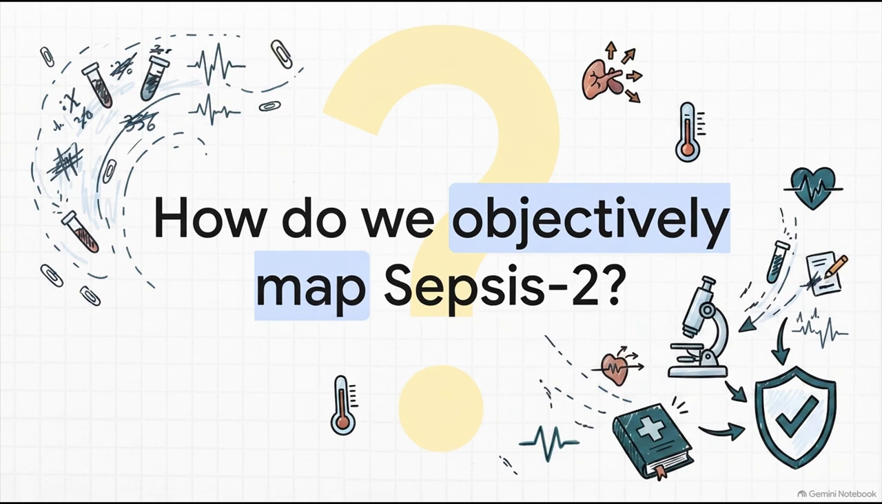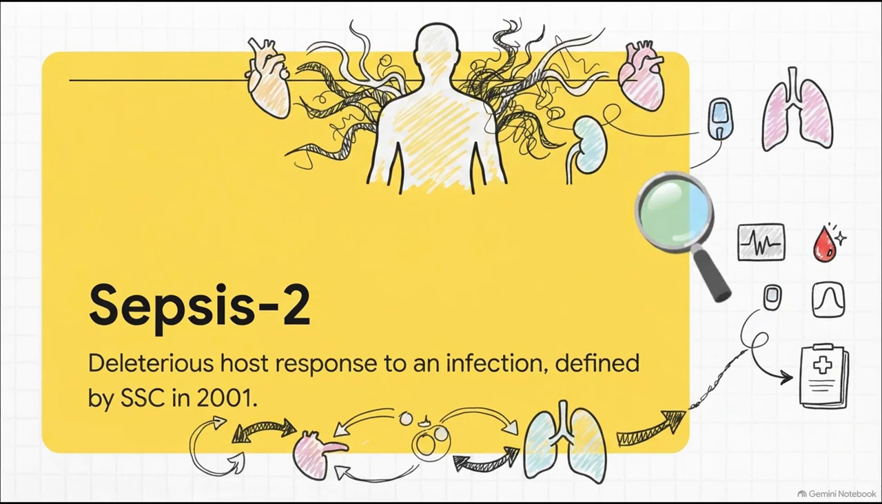So the big question is, how do we objectively map Sepsis-2? How do we take that chaotic sea of data and translate it into compliant medical coding? Well, it all starts with understanding the foundation of the condition itself. So, before we even look at the raw numbers, we've got to grasp this core premise. Back in 2001, the Surviving Sepsis campaign defined Sepsis-2 as a deleterious host response to an infection.